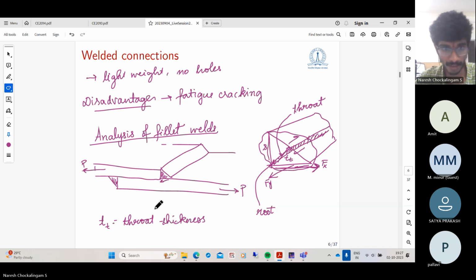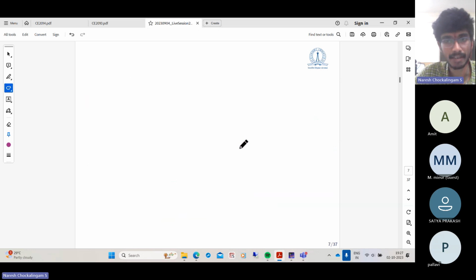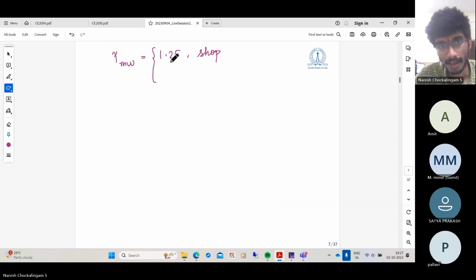So given some configuration of the connection and the weld, how do we design the weld? We have the partial safety factors. Gamma MW is the material partial safety factor for the weld. It is taken as 1.25 if the weld is made in shop and 1.50 if it is a field weld, because it is more likely to have imperfections when the welding is done in the field. So this has a higher partial safety factor.